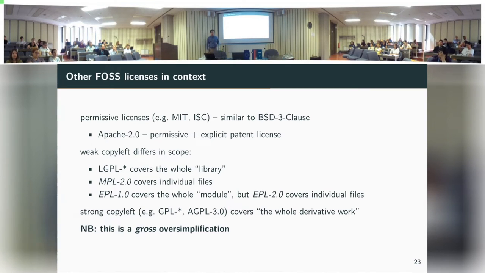Weak copyleft, as I said, differs in scope. So the LGPL covers the library, whatever that is. The Mozilla Public License only applies to the individual files you find the license notice in. And the same is true for Eclipse Public License 2.0. Previously, the Eclipse 1.0 license applied to a module, which was basically the same problem as with the library. People use these licenses also in non-modules and non-libraries.